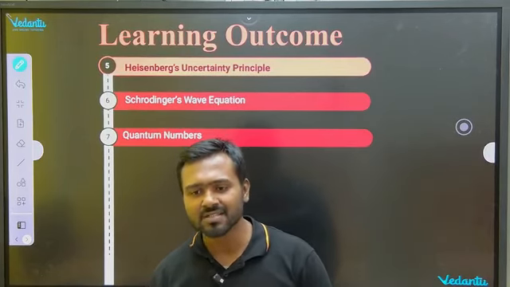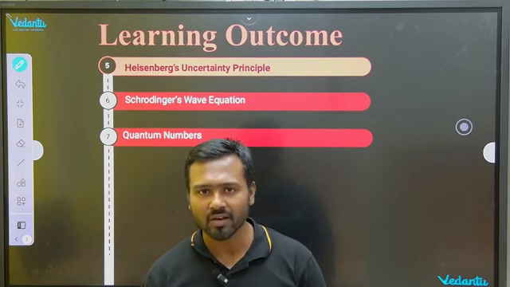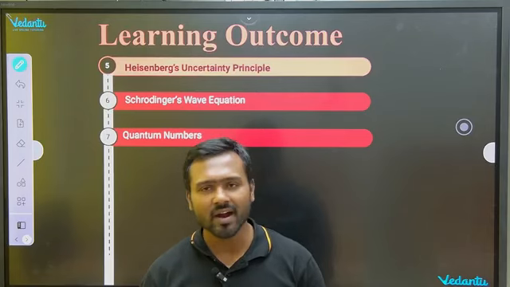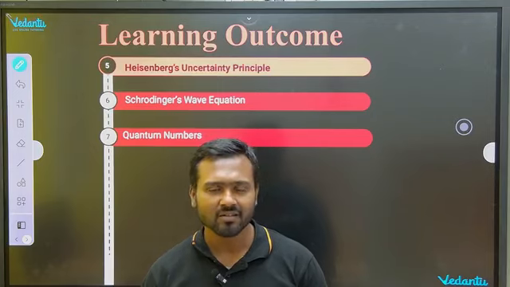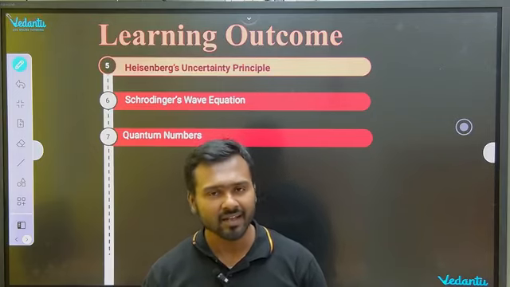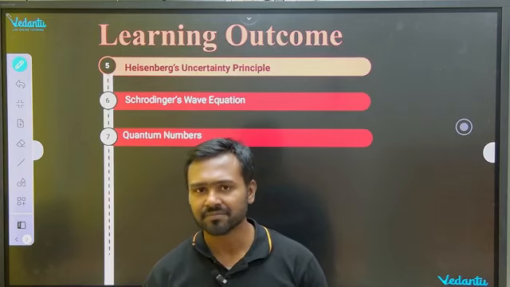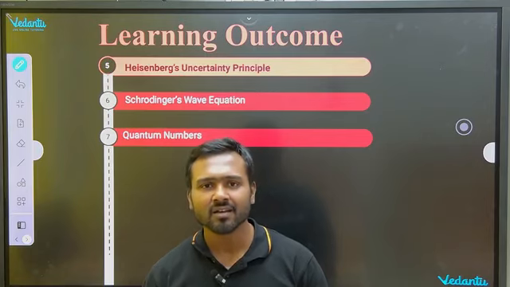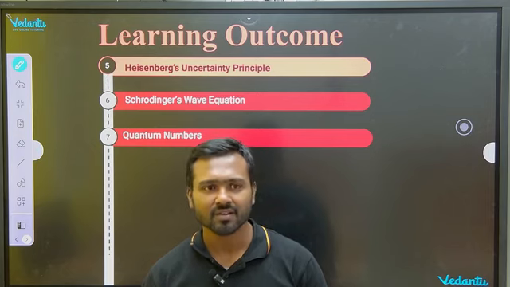Heisenberg said it is impossible to find the position and momentum of an electron revolving in an orbit at the same time. Simultaneously, you can't find the position and the momentum. If you try to find position, you will get an error in momentum. If you find the momentum, you will get an error in position. You will not get both at a time. The implication is that the presence of fixed shells is ruled out.